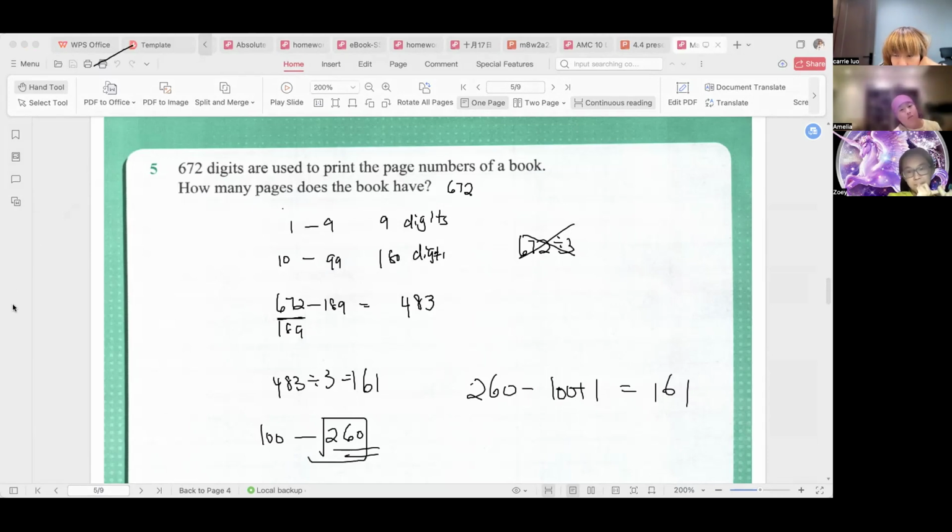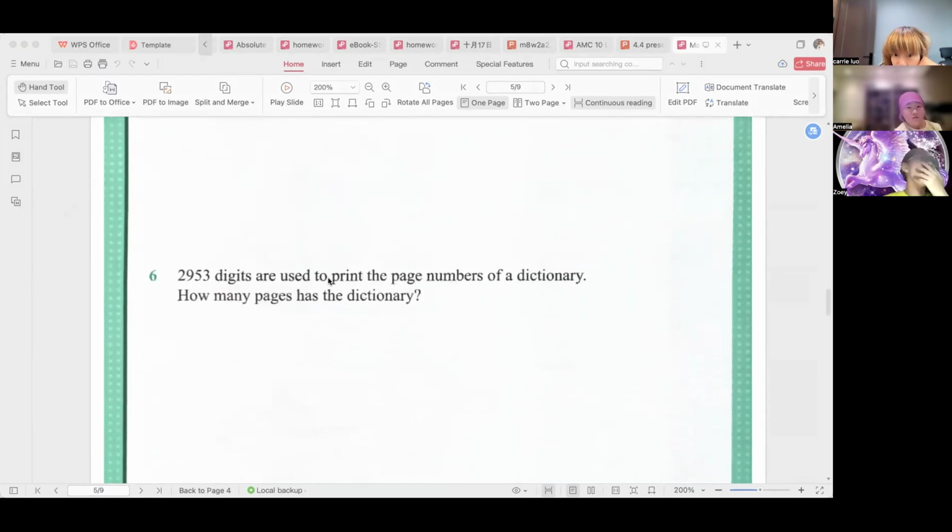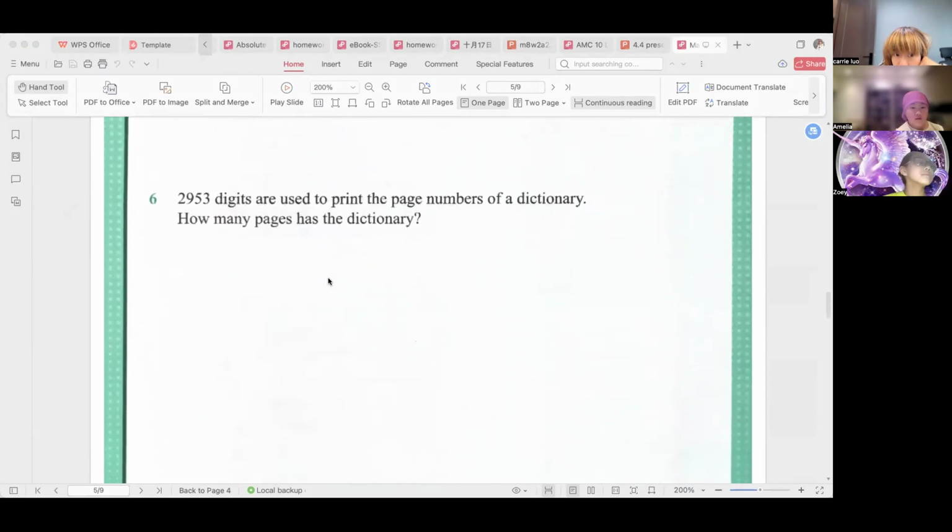Amelia, I need you to focus, okay? It's not that hard. We've been doing this practice for a lot of time already. Okay, so let's take a look at the final example. 2,953 digits are used to print the page number of the dictionary. How many pages has this dictionary?